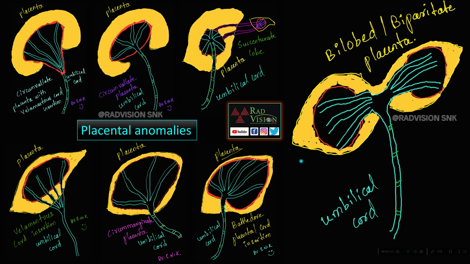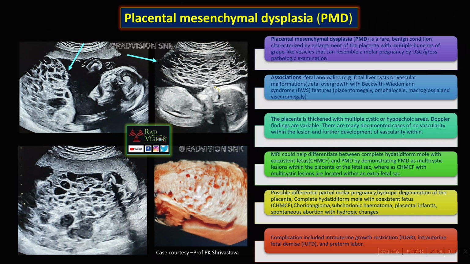So these are the different diagrammatic depictions I have done on my mobile. So this is circumvallate placenta with a filamentous insertion of the cord. This is circumvallate placenta. This is accessory lobe. This is filamentous insertion of the cord. This is circummarginate placenta. This is battledore placenta, and this is typical bilobed or biparietal placenta.